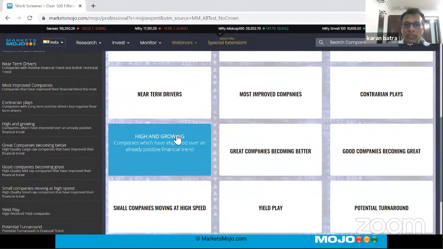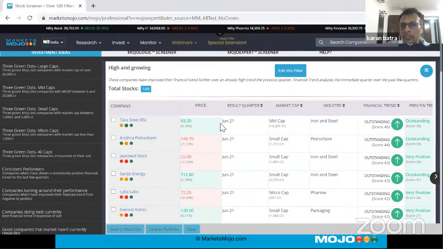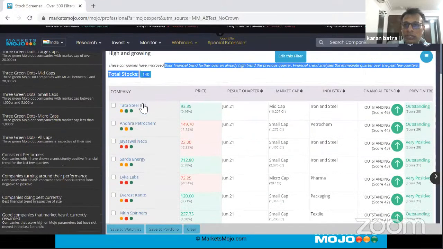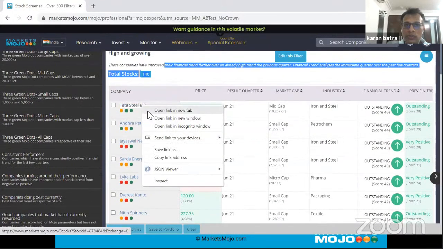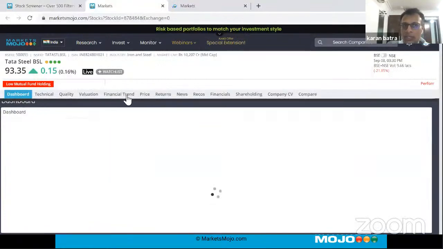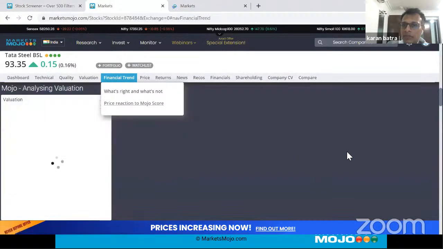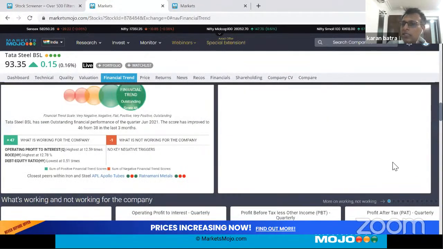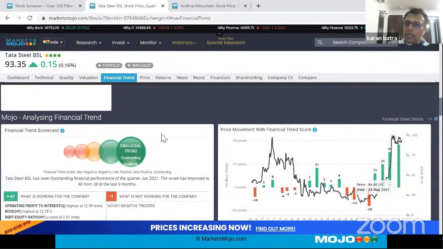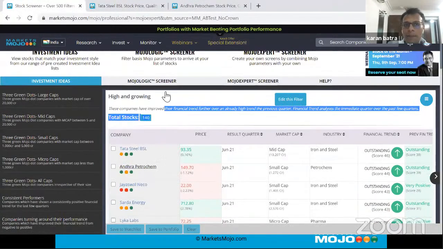So let's say, look at this one. We'll also find the explanation of how this was created. And you can also see the stocks, like Tata Steel or Andhra Petrochem, which become part of this. High and growing is basically companies which were doing well and have done even better this time. Like this, there are different kinds of investment ideas already calculated in the pre-created screener area.